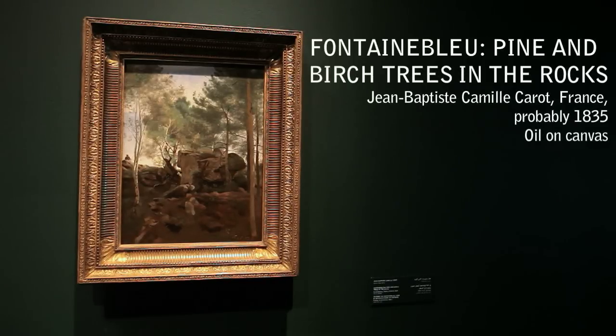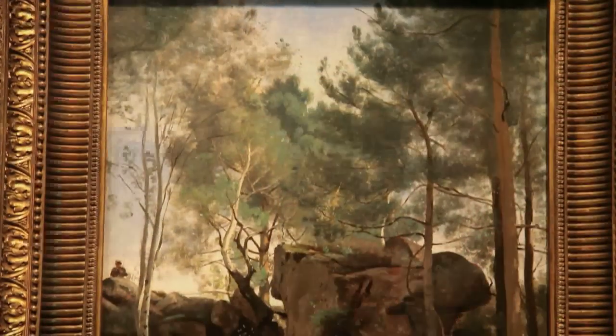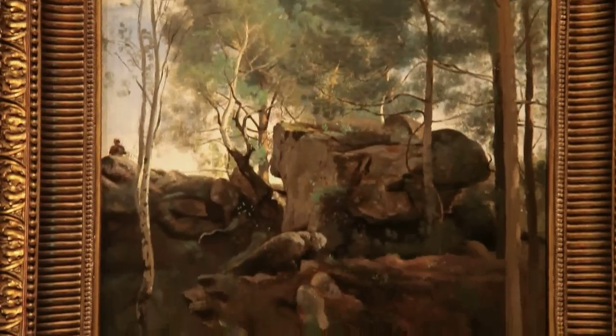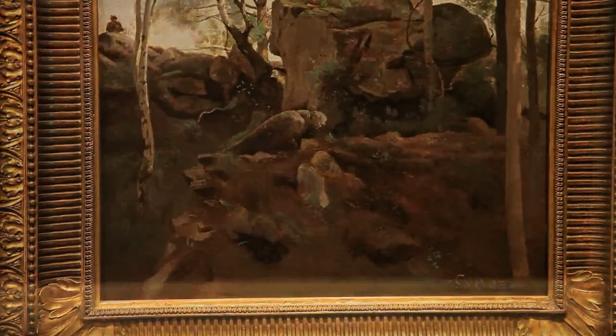So we are here in front of a painting by Corot, who is one of the main painters of the Barbizon school. Barbizon was a small town by Fontainebleau, close to Paris, and they're part of a school of painters who show the evolution of landscape painting from the 17th century to the 19th century.